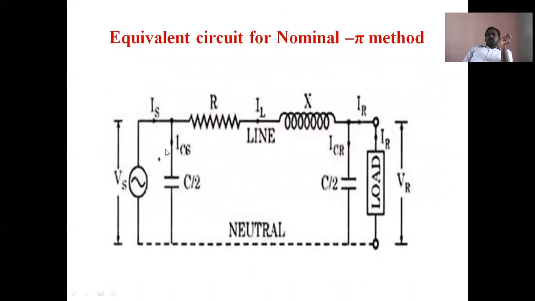See here. This is the sending end, this is the receiving end. Here, this is the transmission line resistance and inductive reactance. One half of the shunt capacitor is assumed at the sending end and another half is assumed at the receiving end, shunt capacitor.